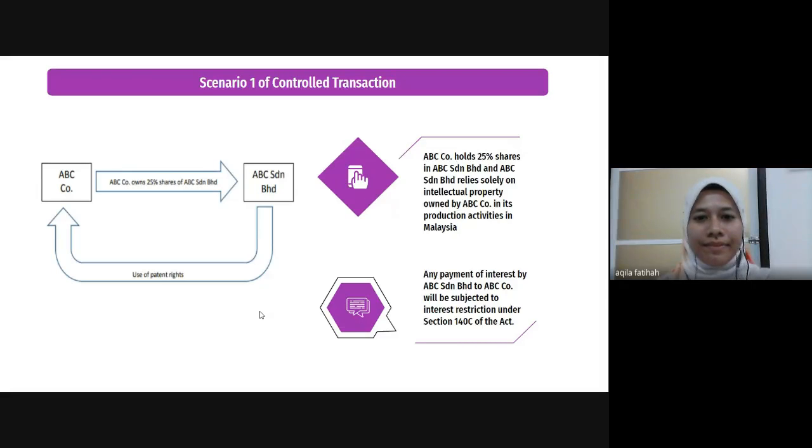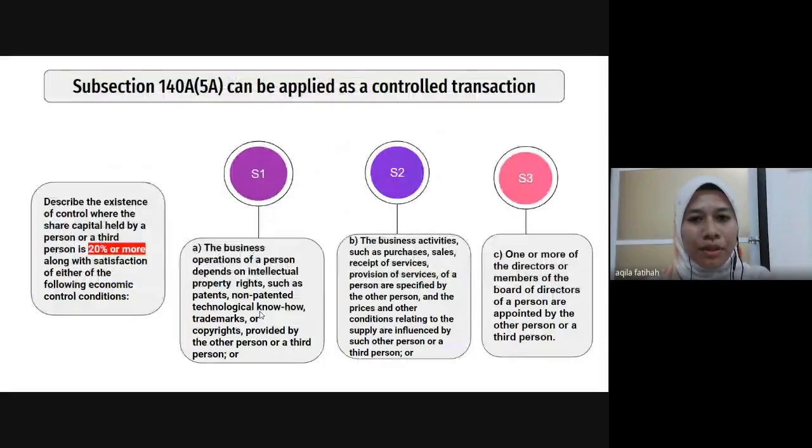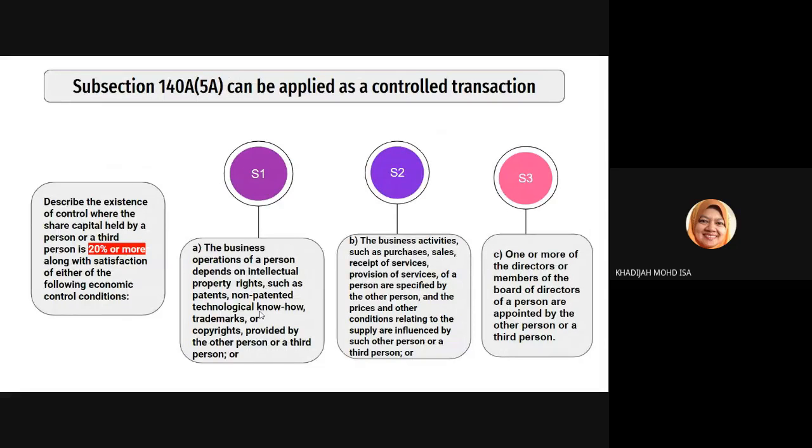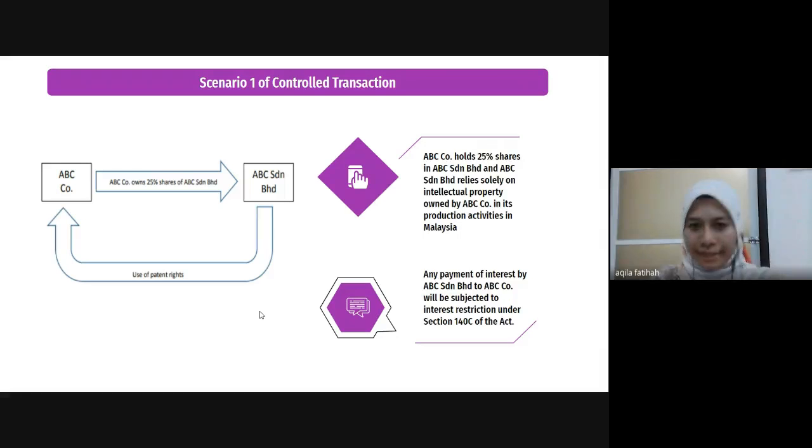Yes. Okay. So can you go back to scenario 1 again, to the earlier slide? Scenario 1 is that the business operation of a person depends on intellectual property rights. So in your example, ABC Sdn Bhd relies solely on intellectual property. So in this case, number 1 is that you have a control company. Number 2, because it relies solely on the intellectual property, if ABC Sdn Bhd pays interest expense to ABC company, then the interest expense is restricted to 20% of EBITDA. Correct?